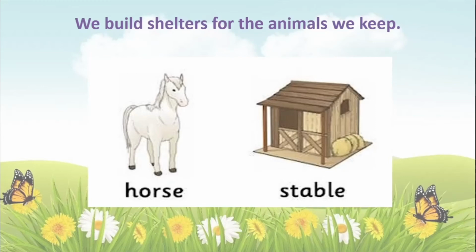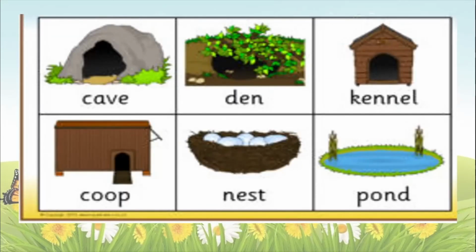Now children, you must have sometimes seen that there are different kinds of shelters for animals. So see, you have caves where certain animals live. You have dens for lions and tigers. Then you have kennels for dogs. You have coops for hens, and the birds live in nests, and animals like frogs and fish live in ponds.